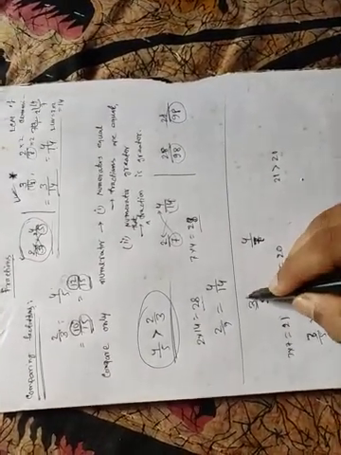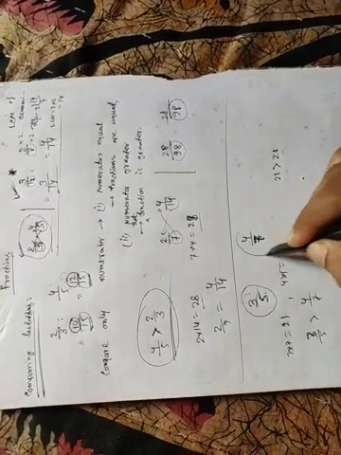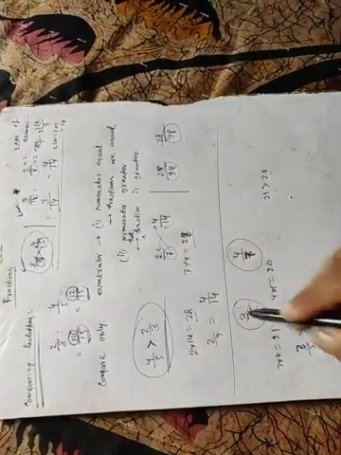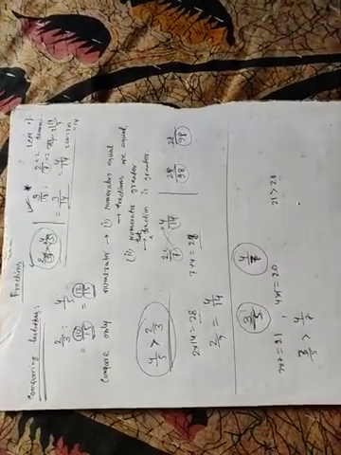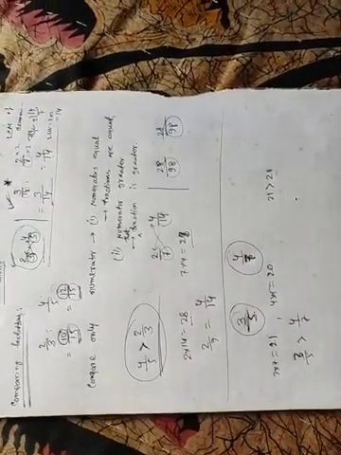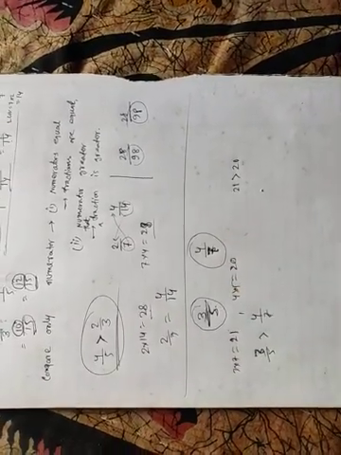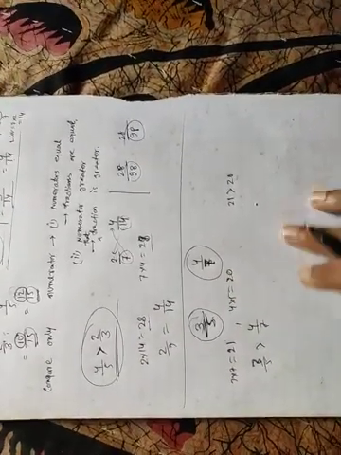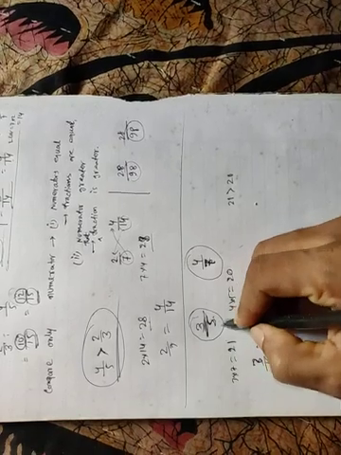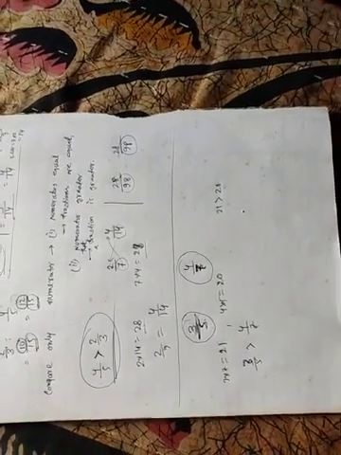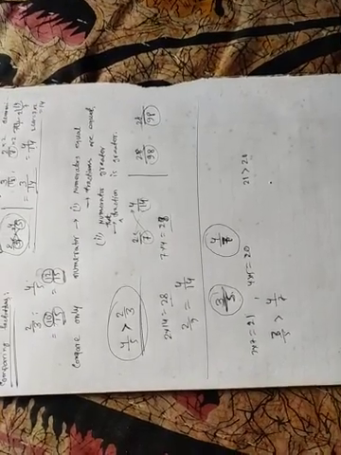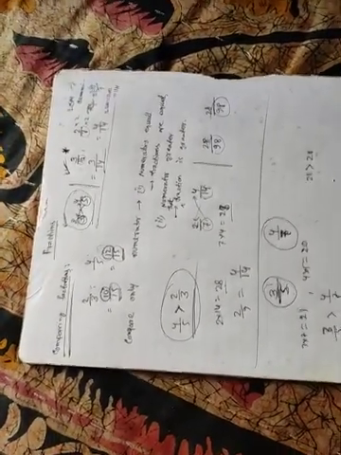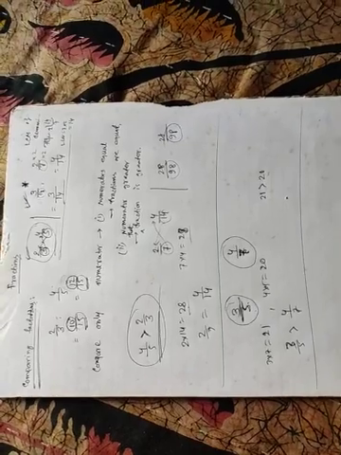But by seeing these fractions, can we say which one is greater or which one is lesser? We cannot say by seeing this. But if we do this process, we can easily say that this fraction is greater than this fraction. Okay? Understand? So the process is very easy. Just compare the fractions.